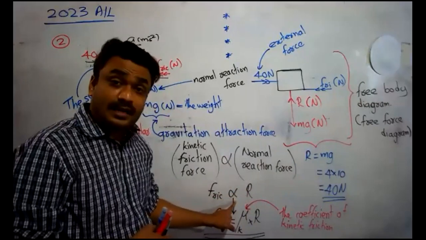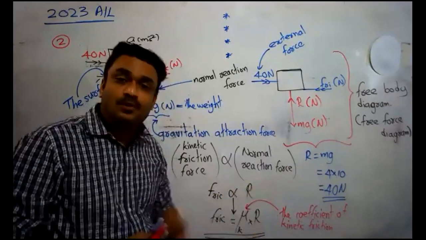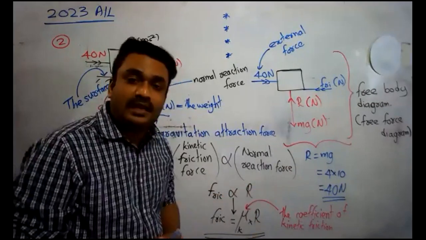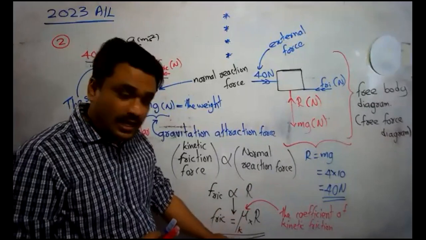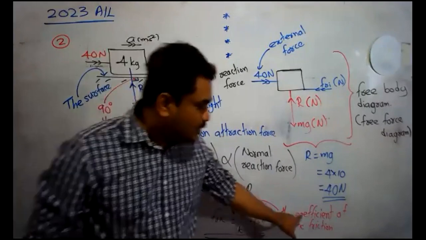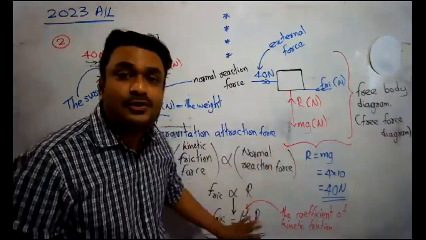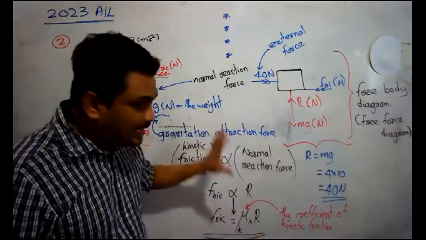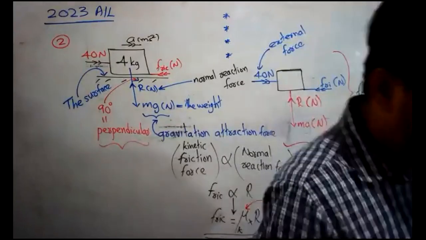To convert the directly proportional mark into an equation mark, one side of the relationship should be multiplied by a constant. The constant is mu k. The constant mu k is known as the coefficient of kinetic friction. So write this and try to remember it. But another day, I'll teach this again. Read and write.